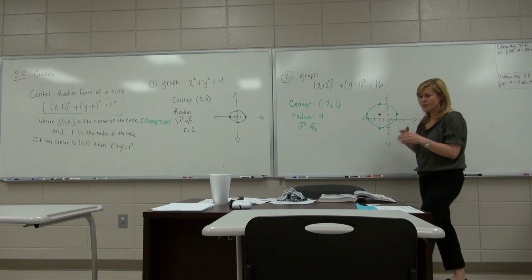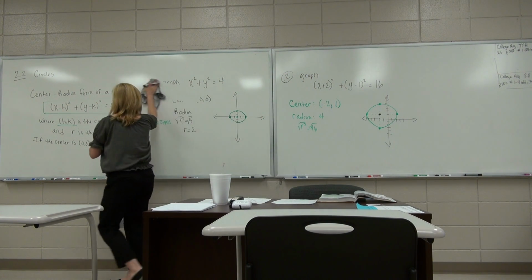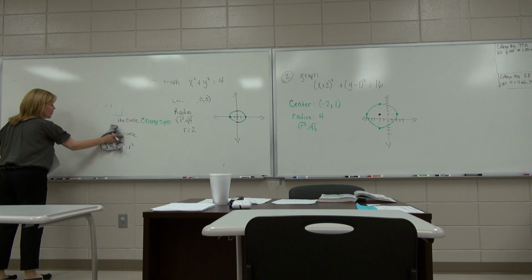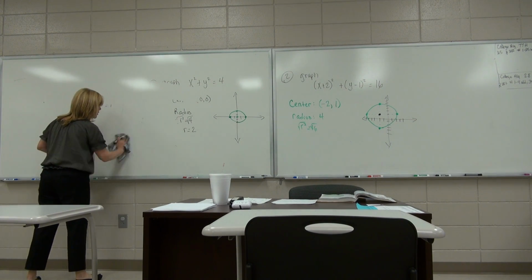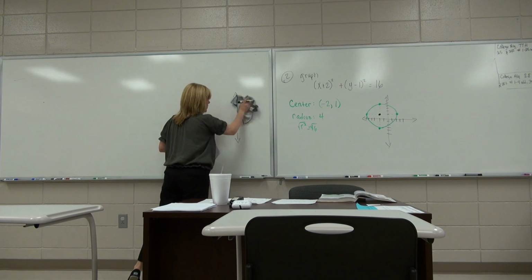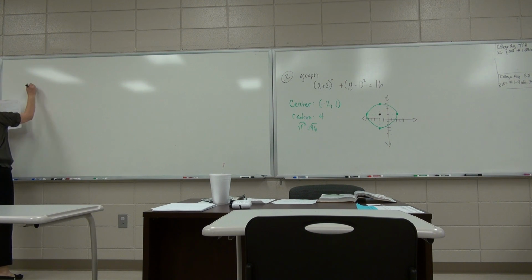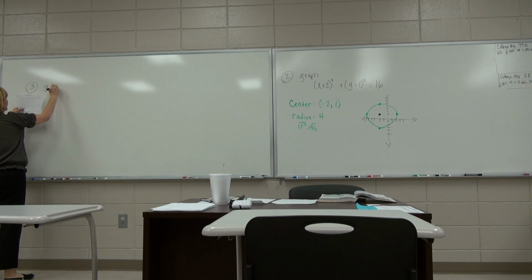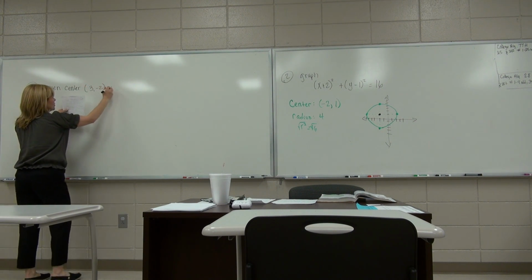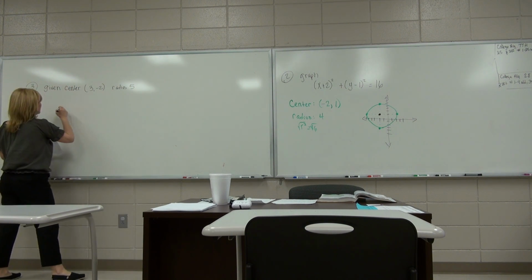Now we're going to do some more things. I want to make sure you can do it the other way. If I've given you the formula, you can tell me the center and the radius, but I want to make sure that if I give you the center and the radius, you can write it in terms of the formula. Okay, so for number 3, let's say you're given the center of your circle is at (3, negative 2), and that you have a radius of 5. Write the equation.